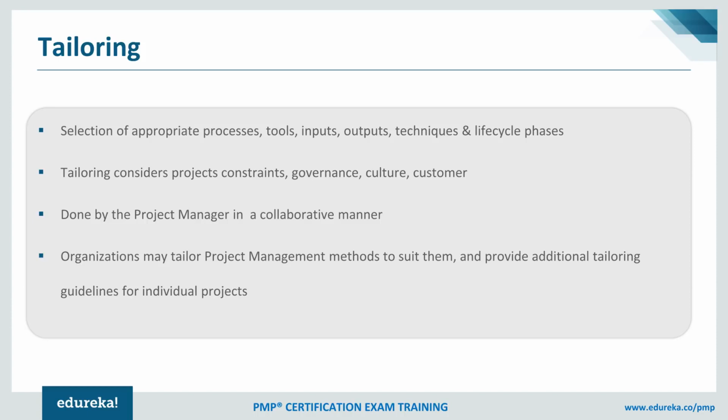This is the area where we select an appropriate process, tools, inputs, outputs, techniques, and life cycle based on the kind of project that I'm working on. It could also depend on the kind of project constraints I will come across, or the governance expectations on the project, the culture, all right, or for that matter, the customers I'm catering to. So the project manager is the one who will ultimately be doing this. And for that, the project manager needs to collaborate with multiple stakeholders in order to ensure that the process is tailored based on these factors that we just discussed.